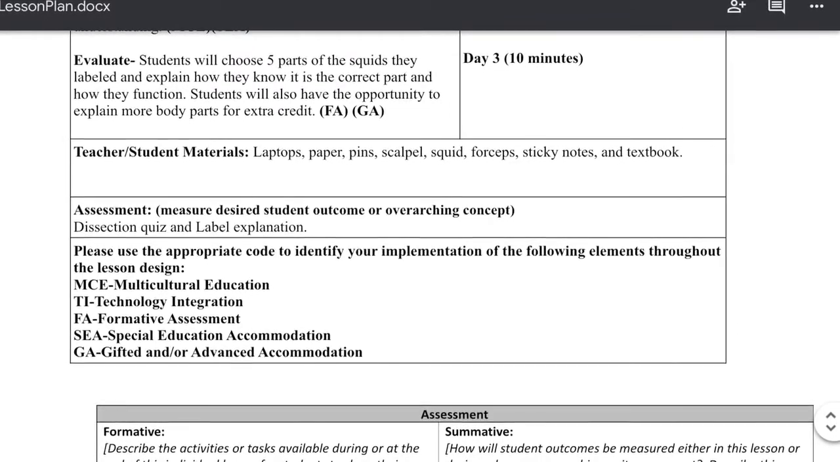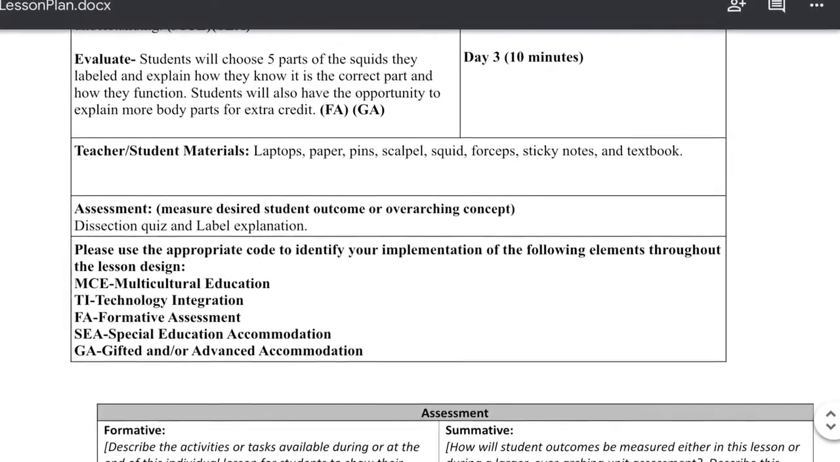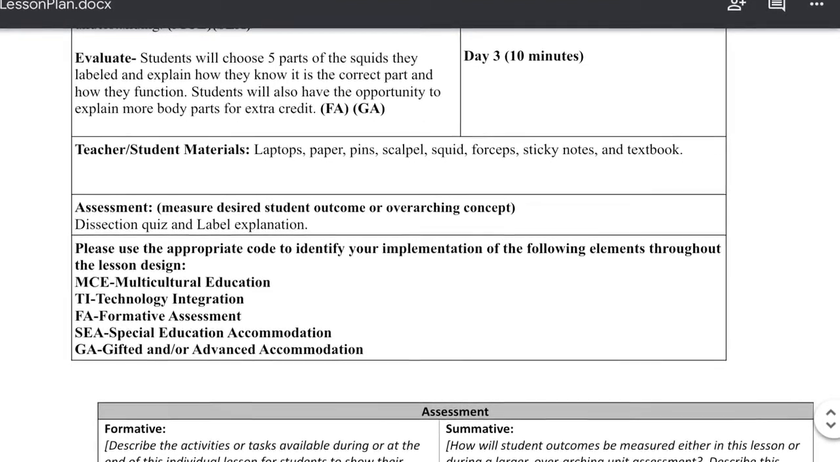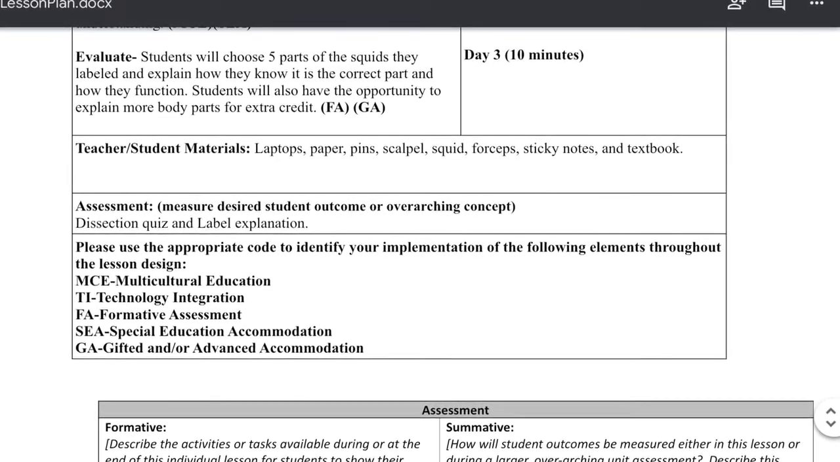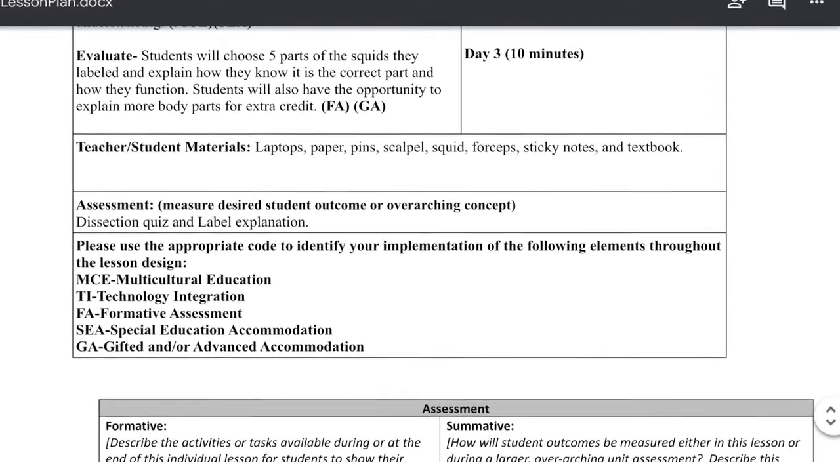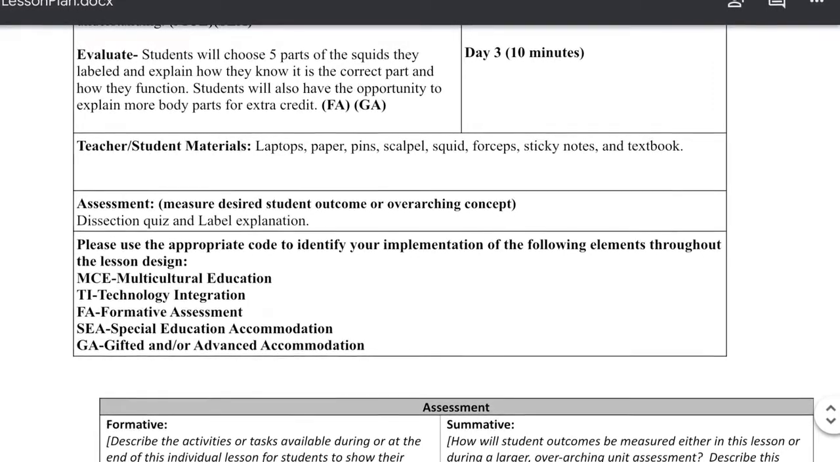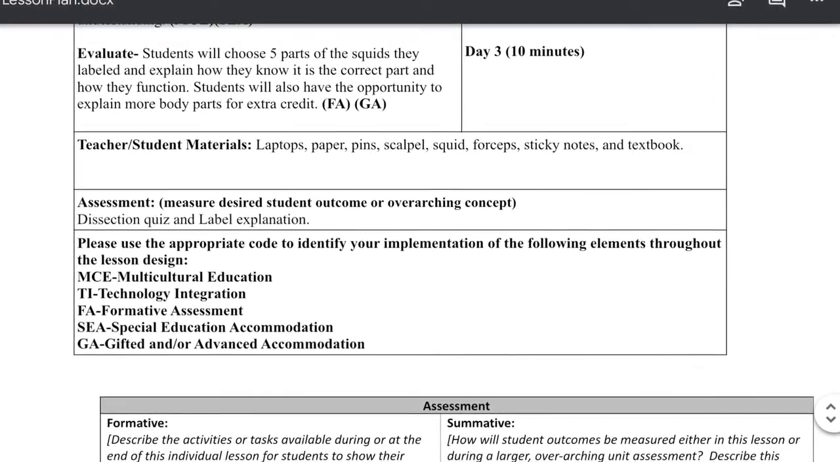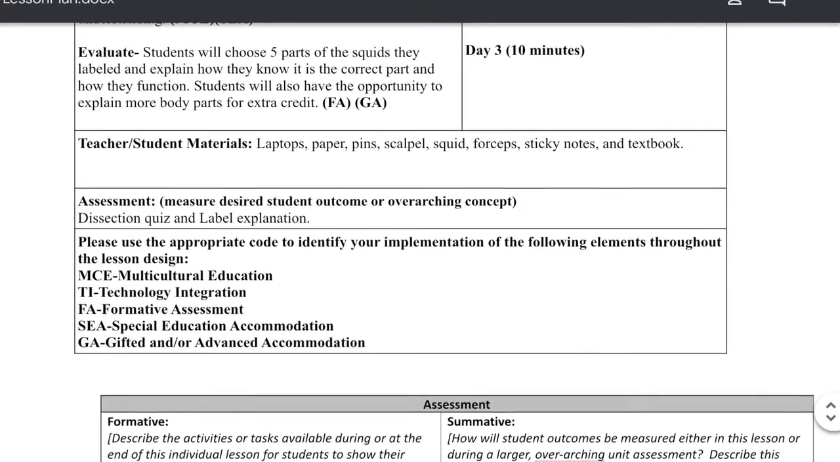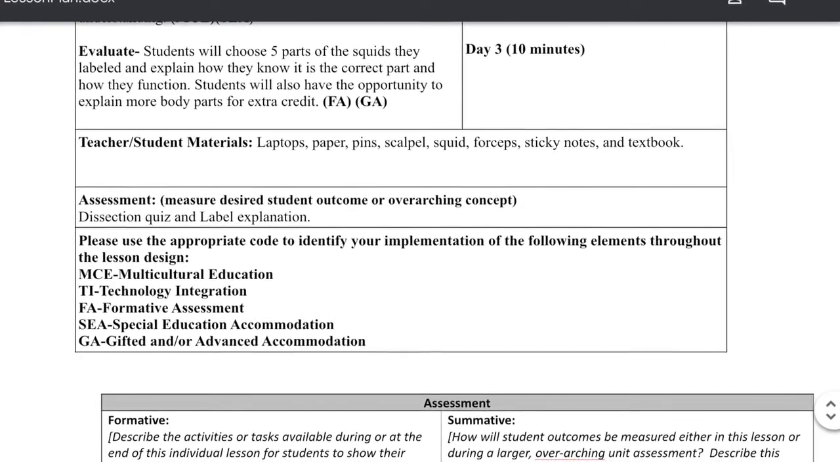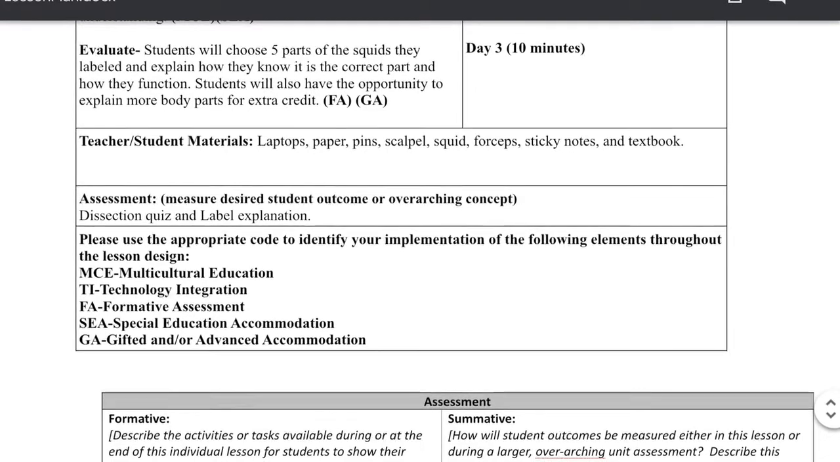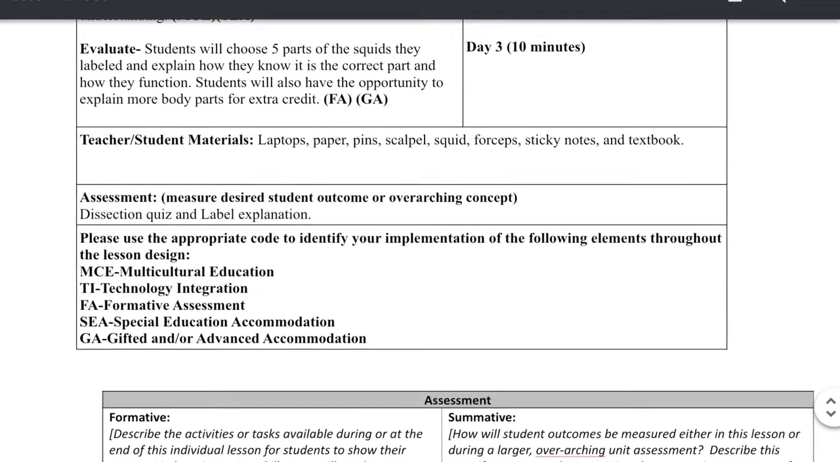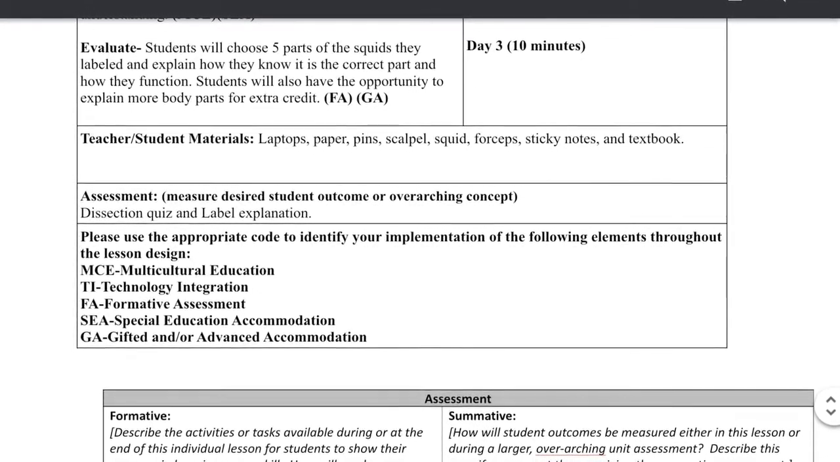And finally, for the evaluate, students will choose at least 5 body parts of the squids that they labeled during the dissection. And they'll explain how they knew it's correct, like the position it's in, and they'll also explain its function. Students will also have an opportunity to explain more body parts for extra credit in case they're ahead of time.